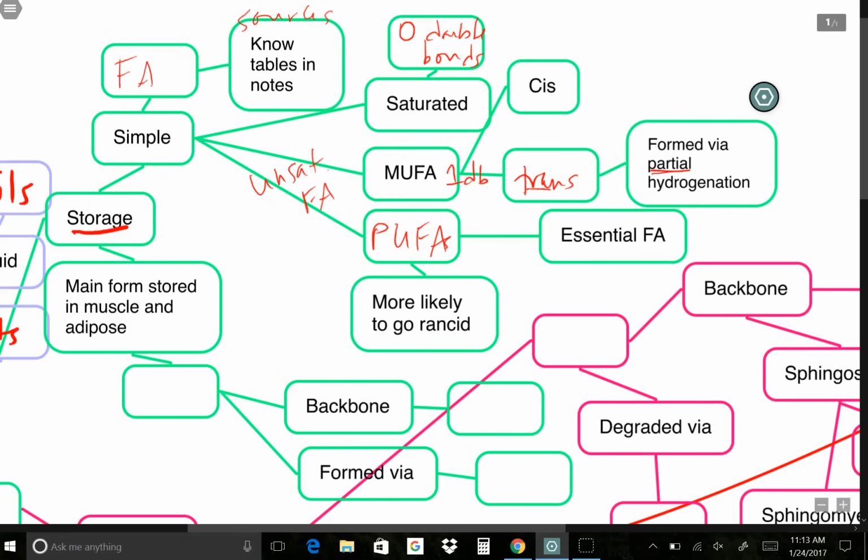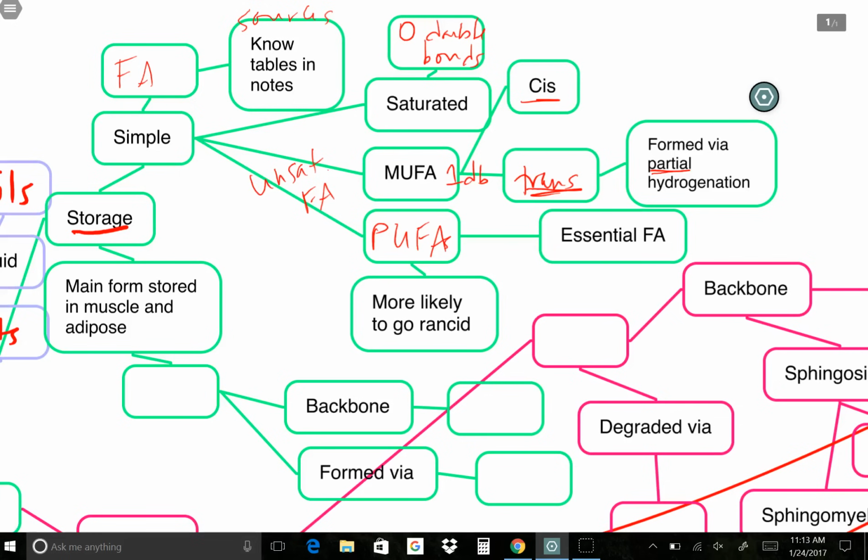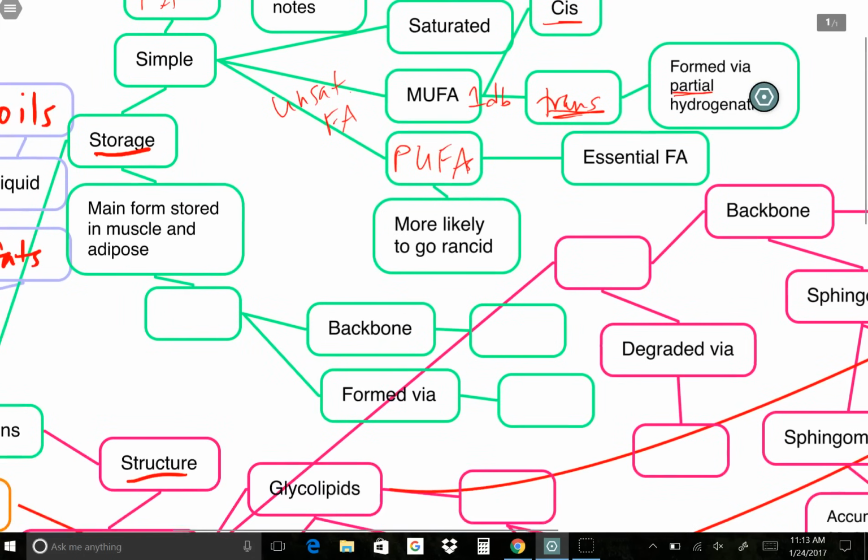And the ones that are left over are trans, compared to when they were in the natural form, they were in cis formation. So if we were to completely hydrogenate the structure, we would take away all of the double bonds. We would end up with a saturated structure. We do nothing to the number of carbons within the molecule of the fatty acid, but we just get rid of all of the double bonds.